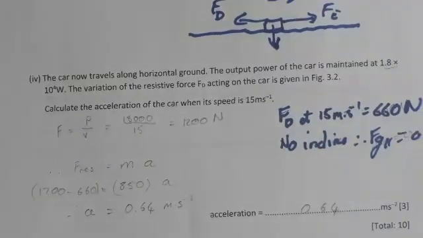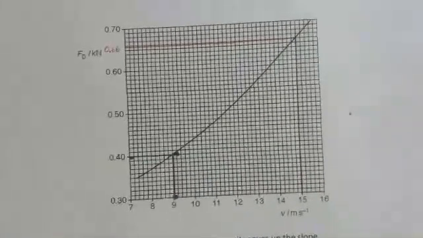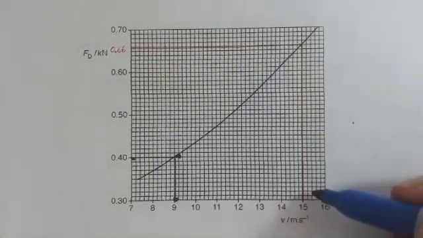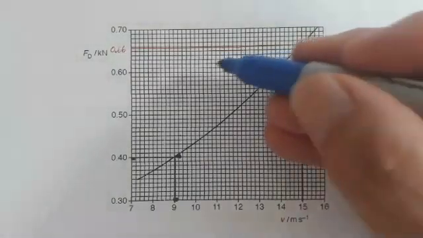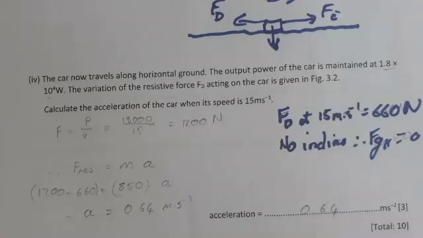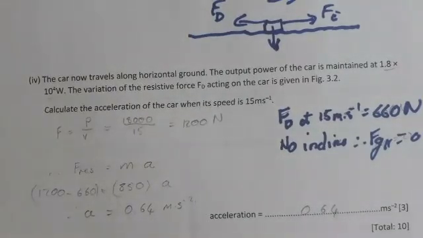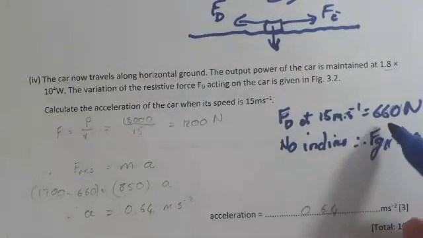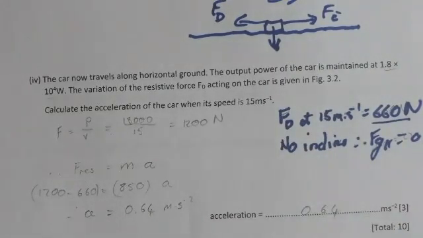Just to show you again, I use a pen or a pencil and I dotted it, because your examiner is going to see your graph. So if you make a mistake by reading it off, perhaps they are lenient if you show where you read it. So now I have my drag force.